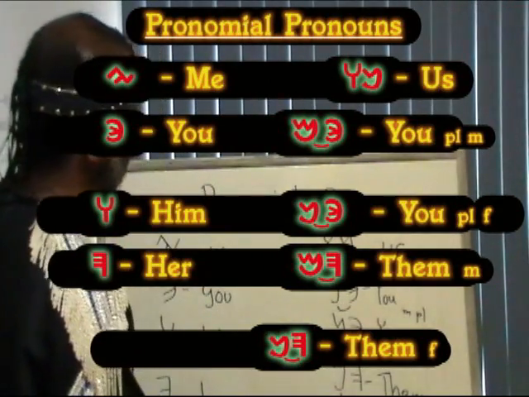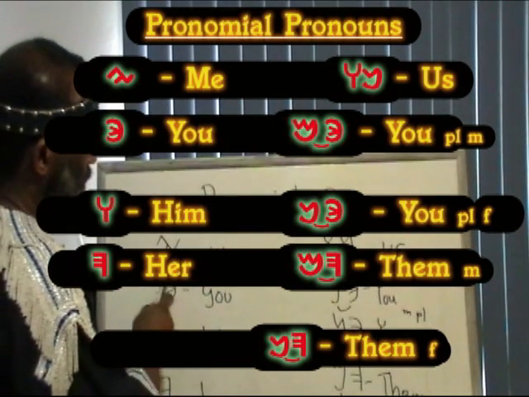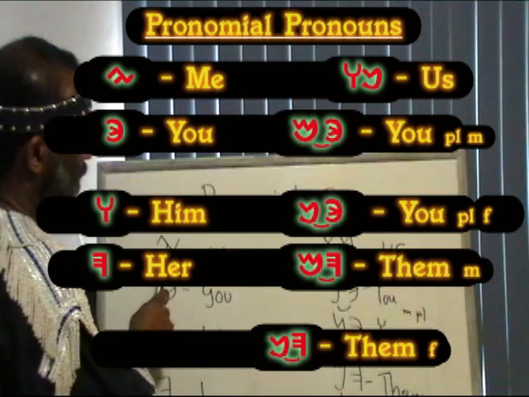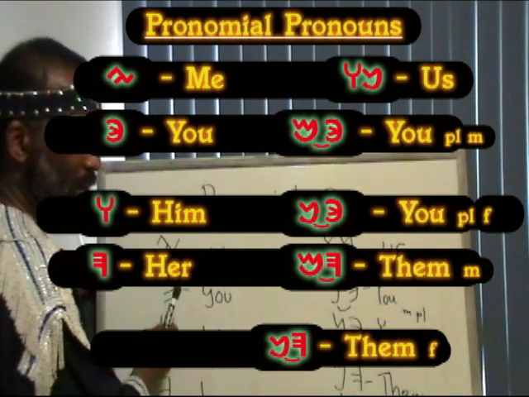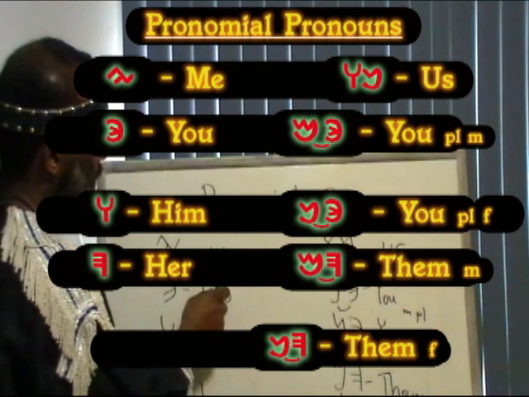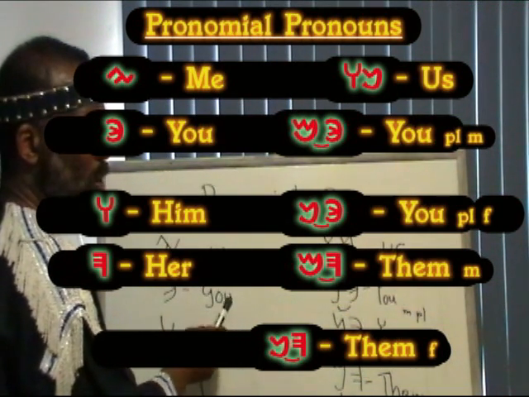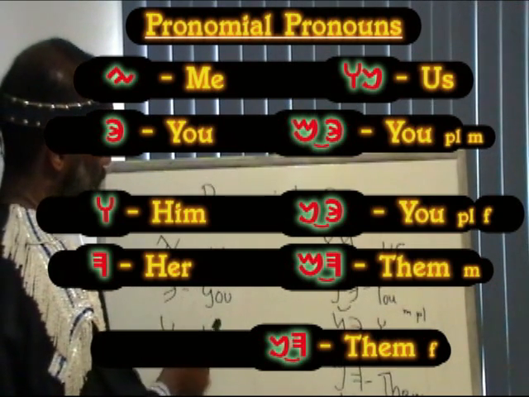So there you have it. Pronominal pronouns at the end of verbs. So whenever you see the ya at the end of a verb, such as the one I gave you earlier, halak, it would be halak ya, which means to walk with me or to walk me.